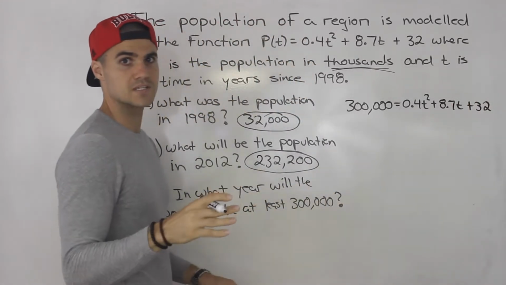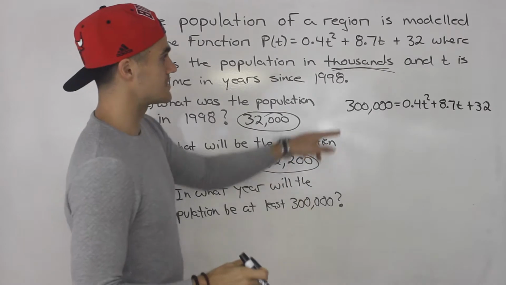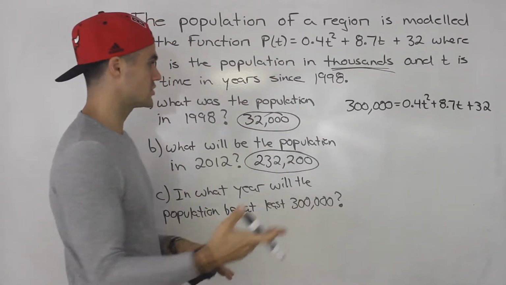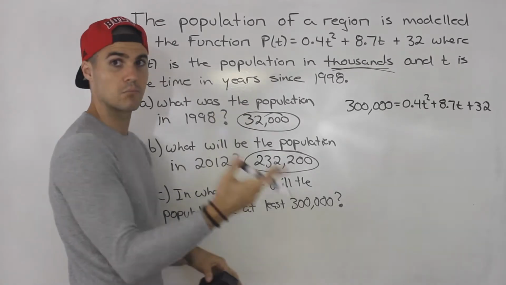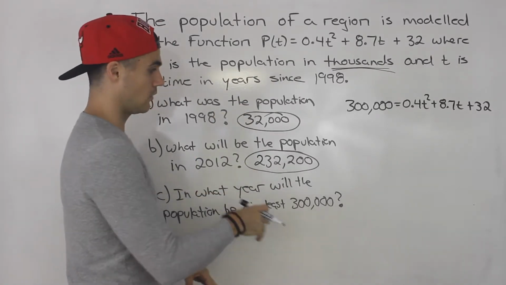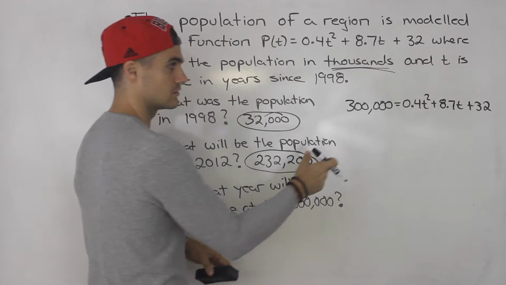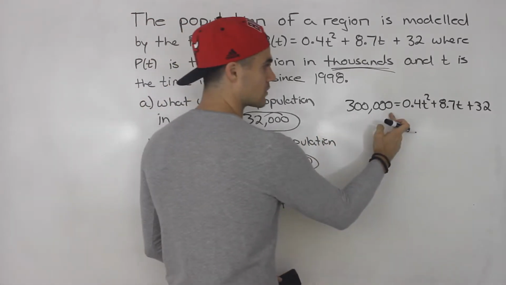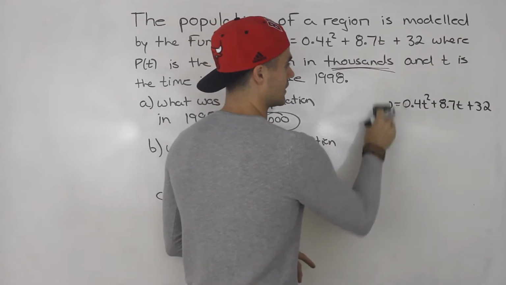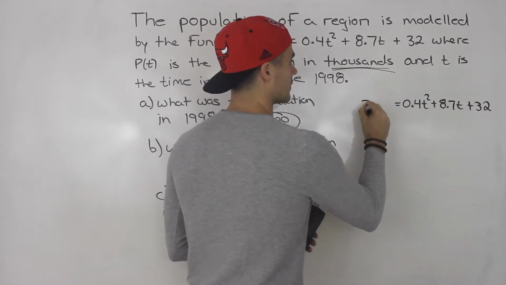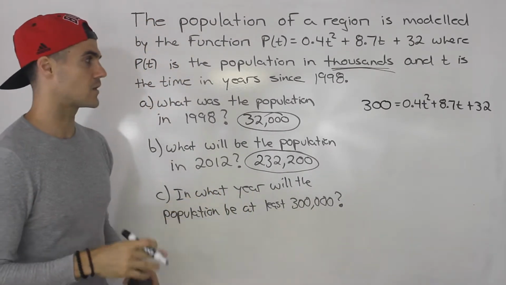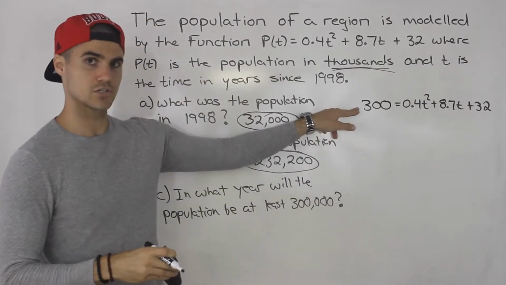Right? This is a common mistake that students make. It's because the population is expressed in thousands. So remember when we got the population in parts A and B, we had to multiply it by 1,000. Well, when we input a population into the function, we got to divide by 1,000. So we wouldn't plug in 300,000 here. We would just plug in 300, like that.